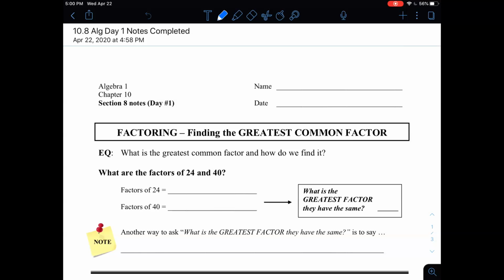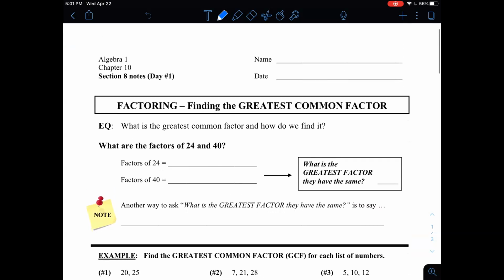Distribution is multiplication, factoring is like division. It's like we're trying to undo FOIL, we're trying to undo what's happening to the polynomial, basically, okay? So the greatest common factor, we're going to figure out what that means in a second here.